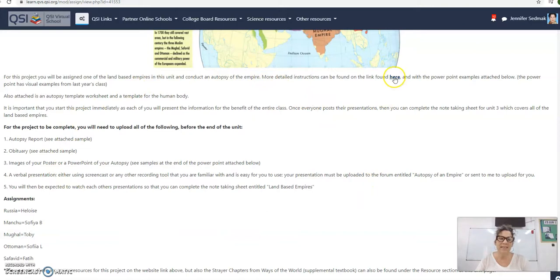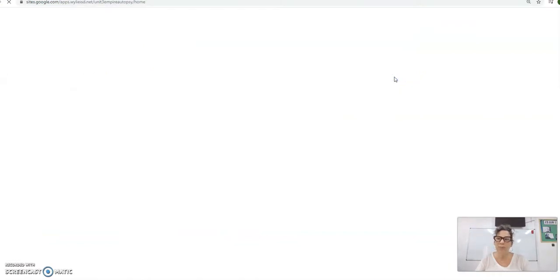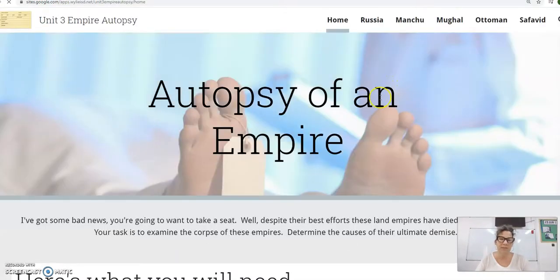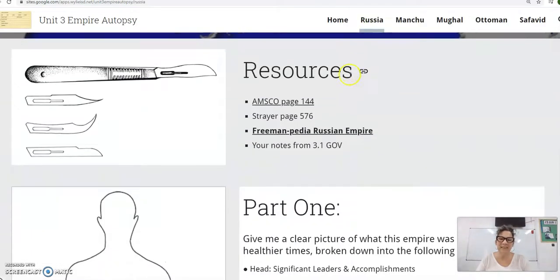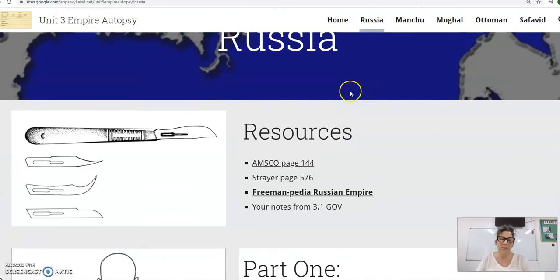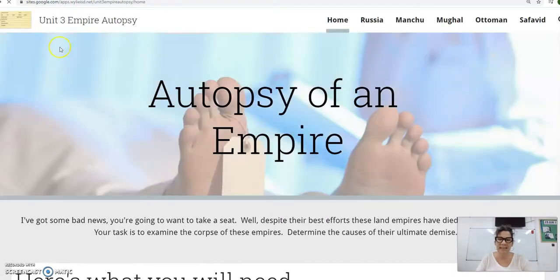But you're going to know that the link here will open a website that's very important to your success in this project, because this link right here outlines everything that you need to do. And depending on what empire you were assigned, if you click on any one of these, it will open up some more detailed information about that empire and some more resources for you to use to be successful in it.